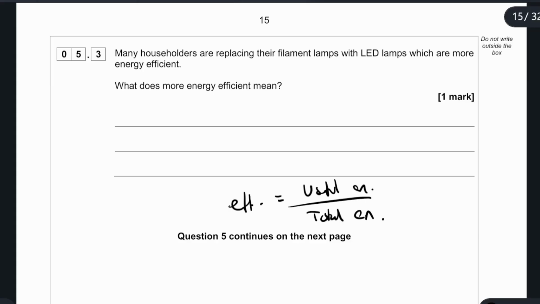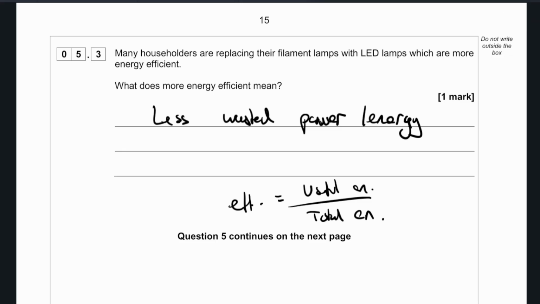And so when something is more efficient, it means that essentially you have less wasted power, less wasted power or energy. You can use those both interchangeably. Alternatively, you can say basically the reverse, that you have more useful energy or a higher proportion of useful energy from the total energy.